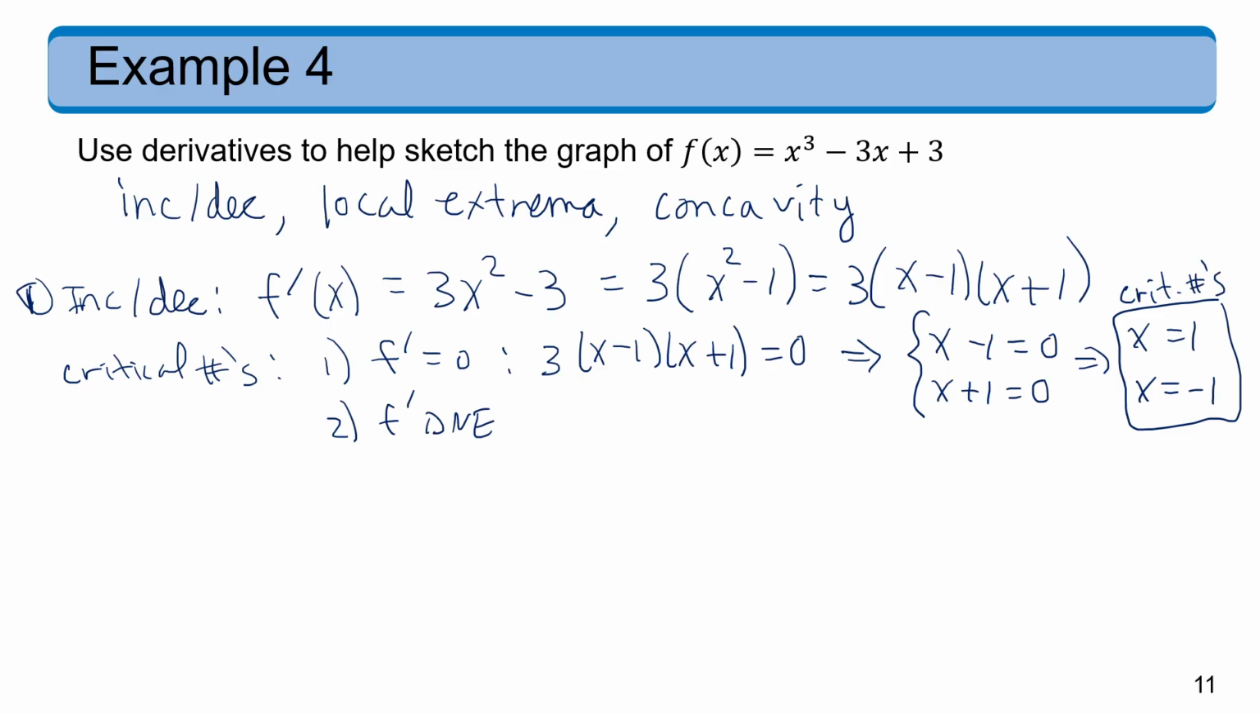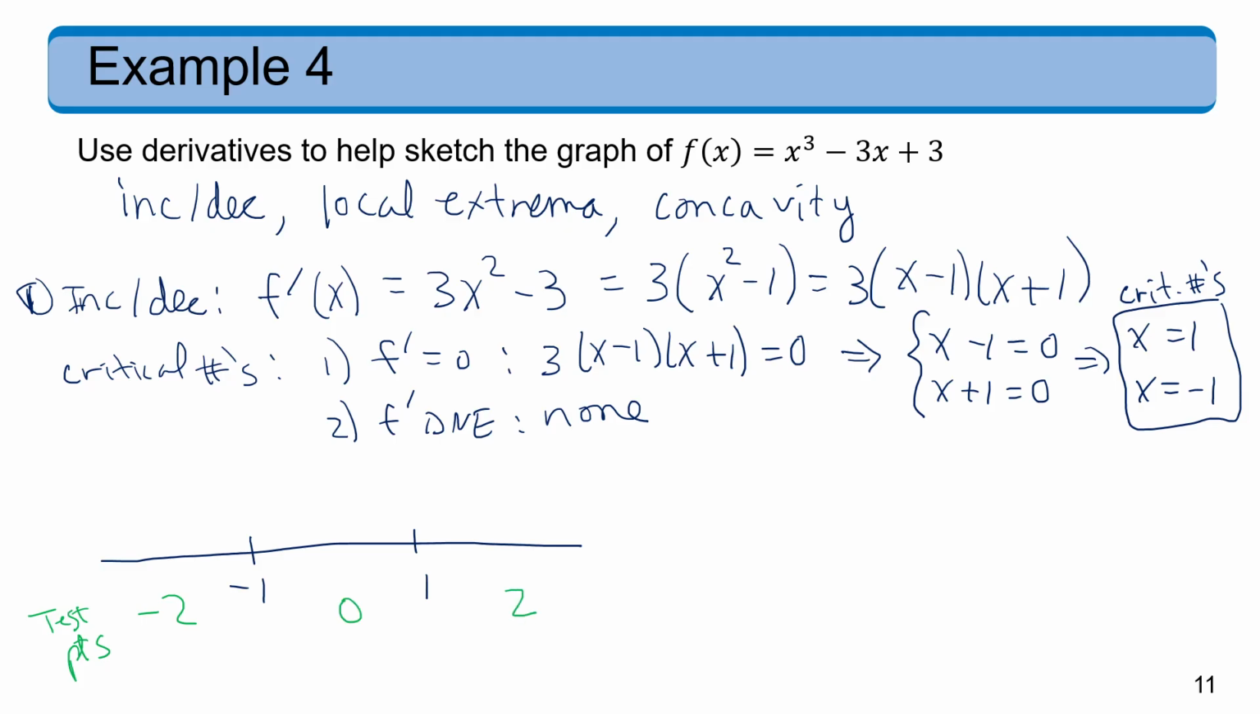Now let's look at the second condition, any values that make f prime undefined. But notice f prime is a polynomial. Those are defined for all x. So we're not going to get anything from that condition. So we just have the 2 critical numbers. Let's put them on a number line in order from smallest to biggest. That creates our subintervals, and then we choose test points in each subinterval. So I'm going to choose -2, 0, and +2.